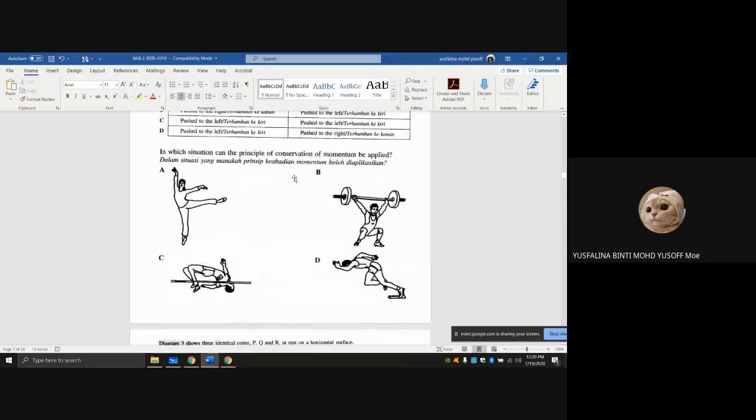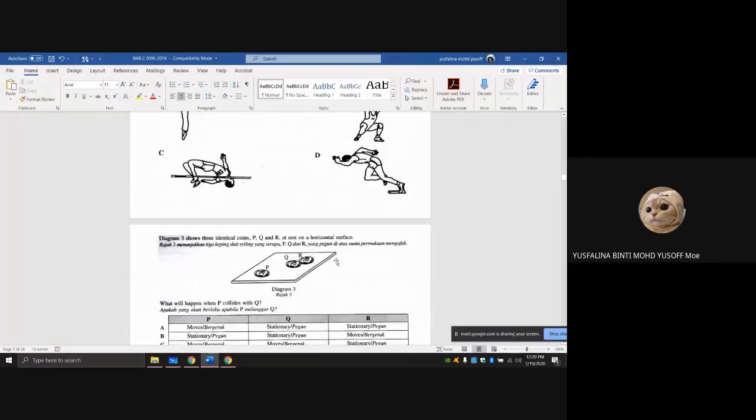Alright, in which situation can the principle of conservation of momentum be applied? Okay, so the answer is D. This is the starting block. Okay, so this one we push the runner to the front.